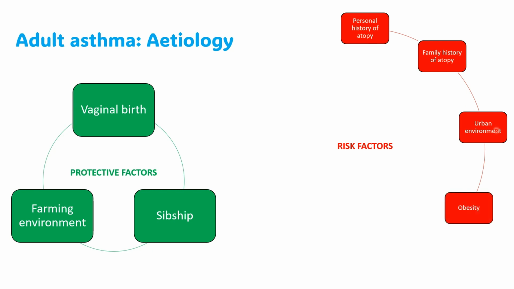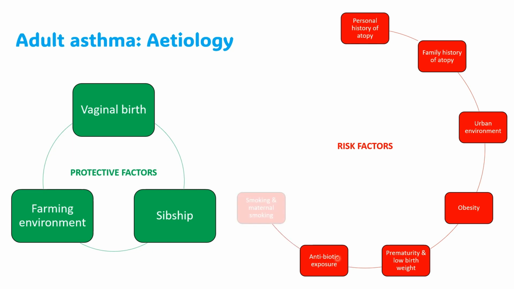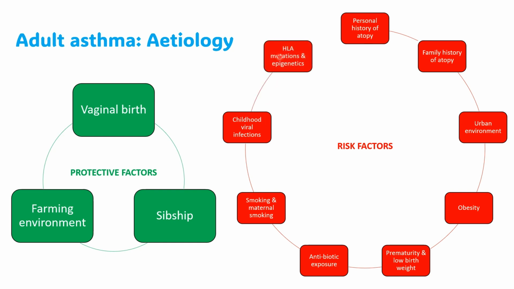obesity, prematurity and low birth weight, antibiotic exposure, in particular broad spectrum antibiotics, particularly from a young age, smoking and maternal smoking, so remember that passive smoking, childhood viral infections. I'm going to talk about respiratory syncytial virus, which is the most common childhood infection. HLA mutations and epigenetics can also contribute to the development of asthma.